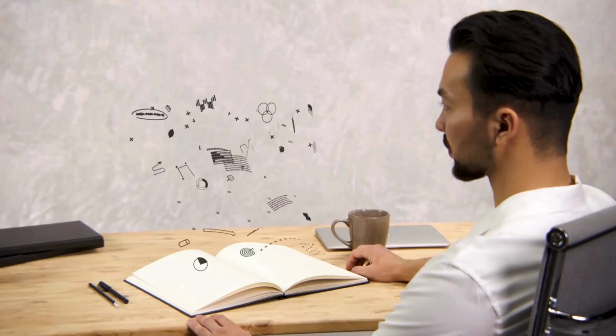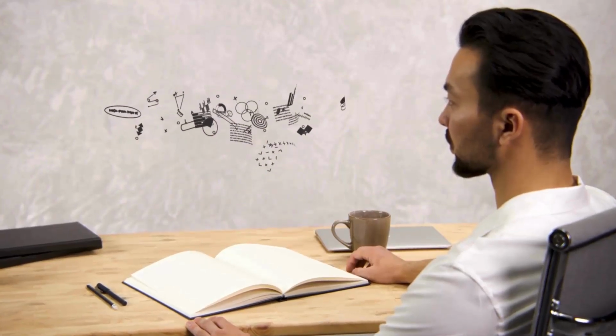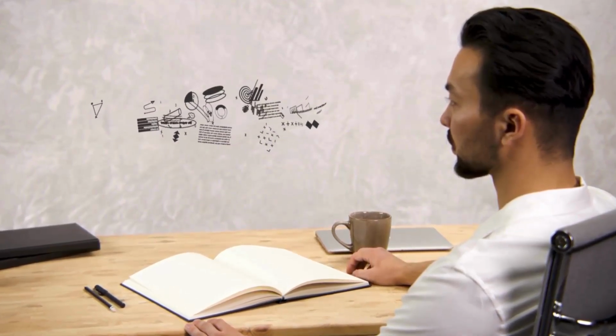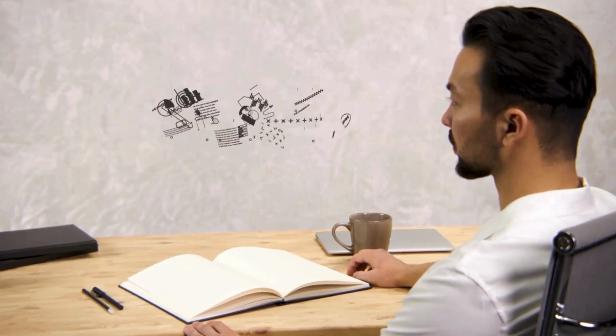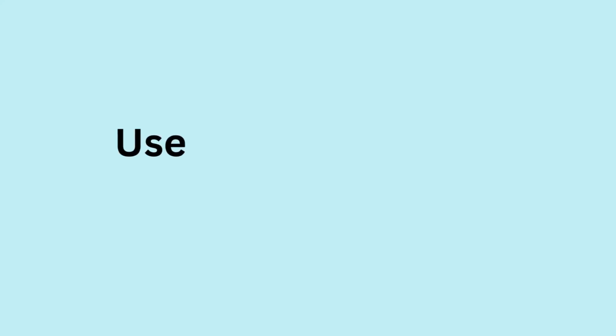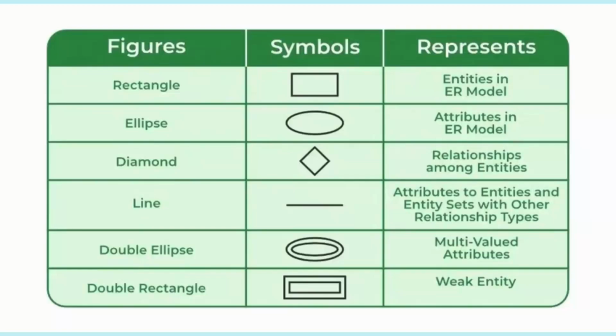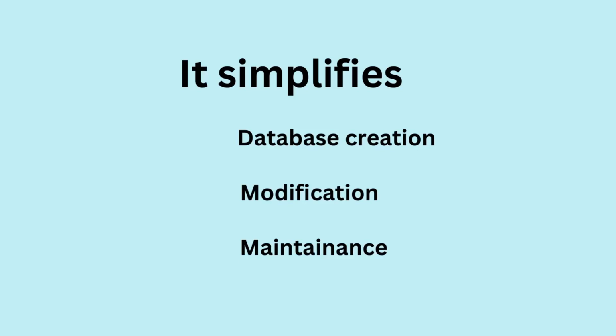Diagrams are vital in database modeling because they help designers visually understand the data requirements and structure before the actual database is built. They use standardized symbols such as rectangles for entities, diamonds for relationships, and lines to indicate connections, which simplifies the process of database creation, modification, and maintenance.